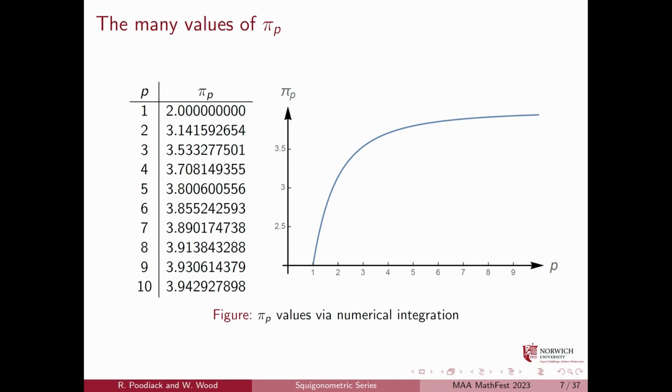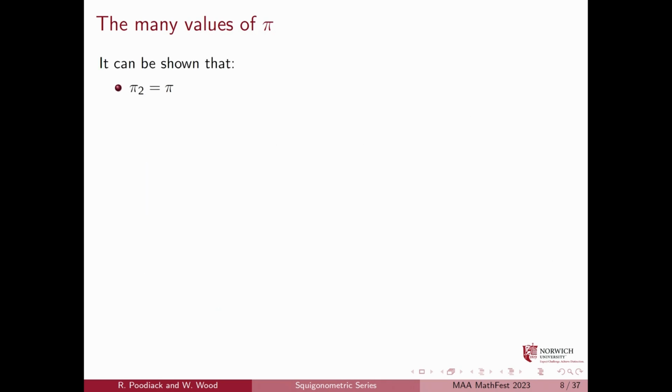Because we're going to be talking about series a little bit later, we are generally going to consider p as a positive integer, but pi sub p can be considered a continuous function of p for all p bigger than 1, and you get a graph like that. And some quick facts about these pi's. It can be shown that pi sub 2 is equal to our known pi. Pi sub p is between 2 and 4 for p bigger than or equal to 1. It can be shown that the limit as p goes to infinity of pi sub p is equal to exactly 4.